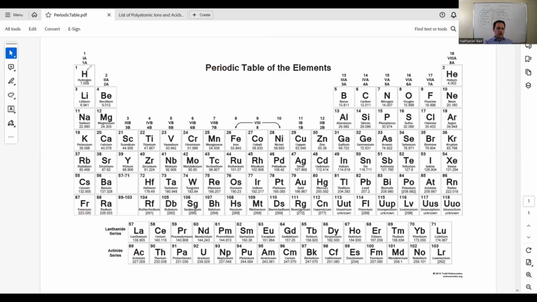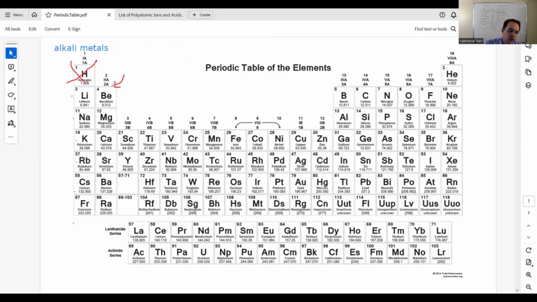Some of these groups have names. Remember, hydrogen is not actually part of group 1. It's just kind of here. So I'm talking about lithium, sodium, potassium, rubidium, cesium, and francium. The elements in group 1 are called the alkali metals.